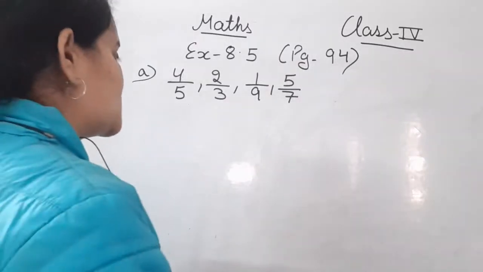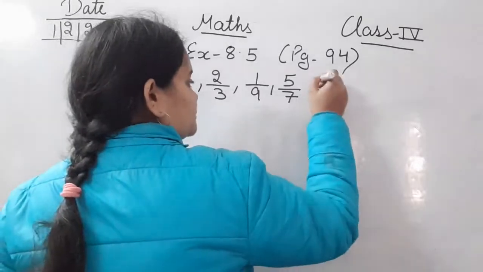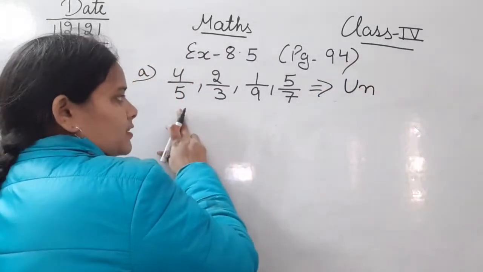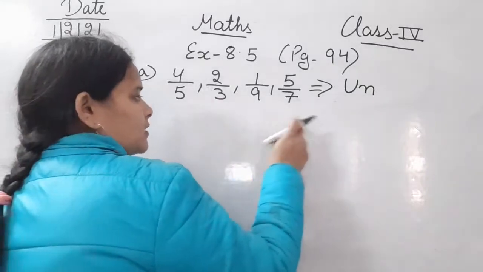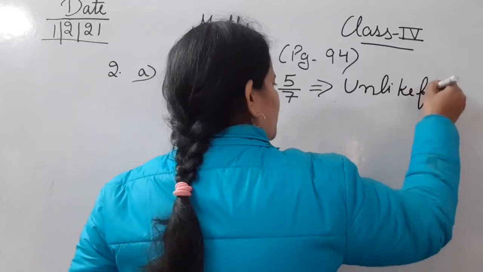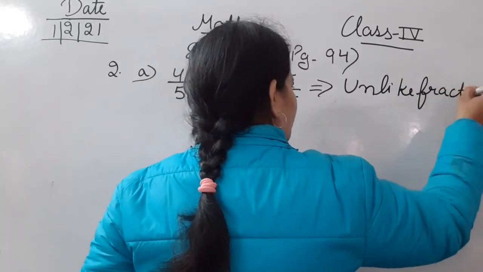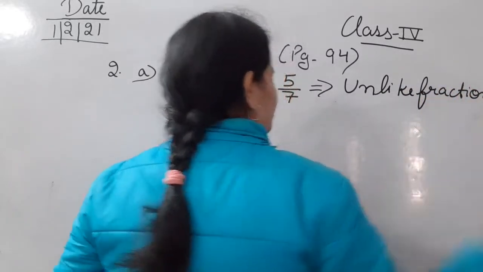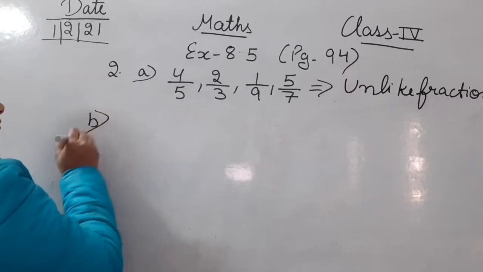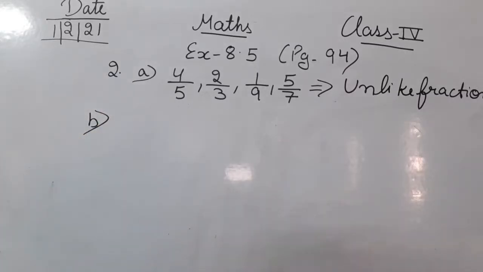ये कौन सी fractions हैं? They all have different denominators. Here it is having 5, then 3, then 9 and 7. So this is a group of unlike fractions. Clear?